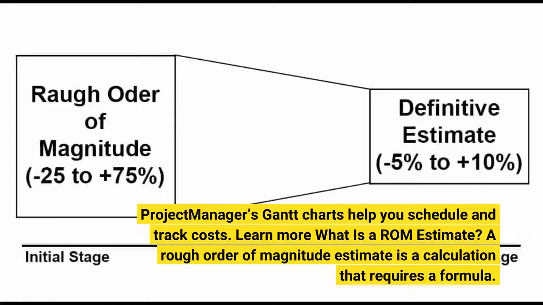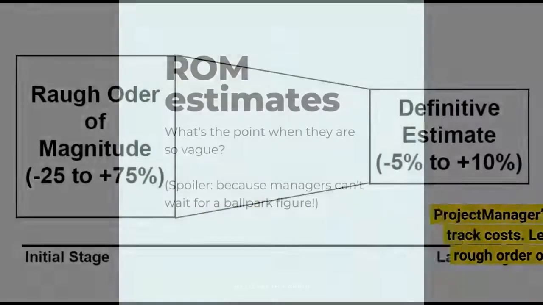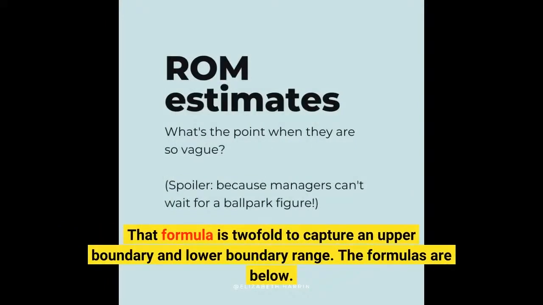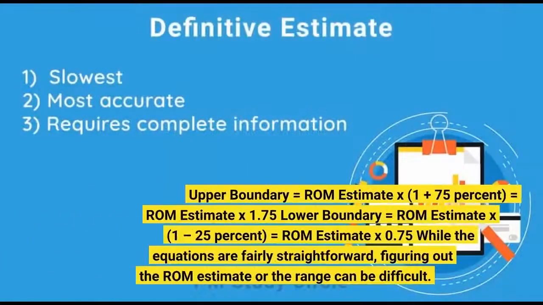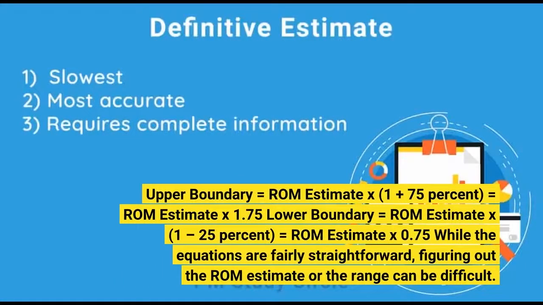What is a ROM estimate? A rough order of magnitude estimate is a calculation that requires a formula. That formula is twofold to capture an upper boundary and lower boundary range. The formulas are below. Upper boundary equals ROM estimate x (1 plus 75%), which equals ROM estimate x 1.75. Lower boundary equals ROM estimate x (1 minus 25%), which equals ROM estimate x 0.75.